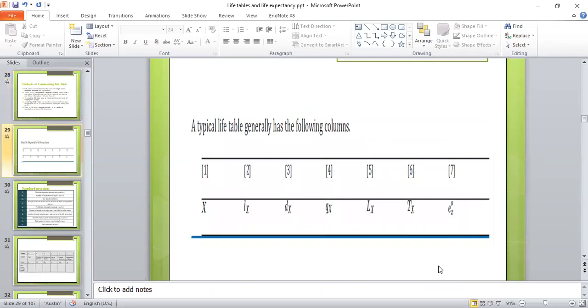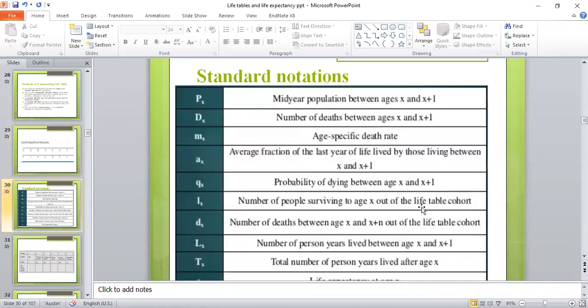A general life table has the following columns. It generally has 7 columns, but some life tables have additional columns. Column 1, 2, 3, 4, 5, 6, and 7. Column 1 denotes x, then lx, dx, qx, Lx, Tx, and ex, which represents the life expectancy. There is also some notation, which is Px, which is the mid-year population.